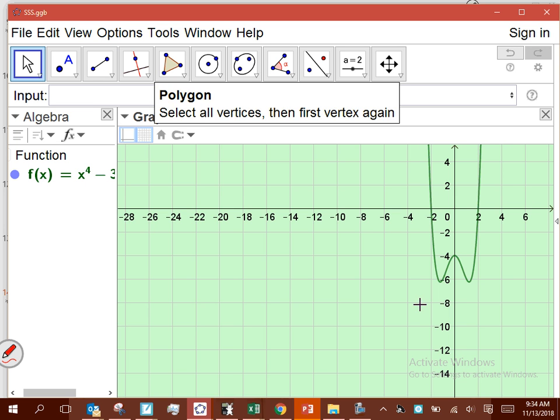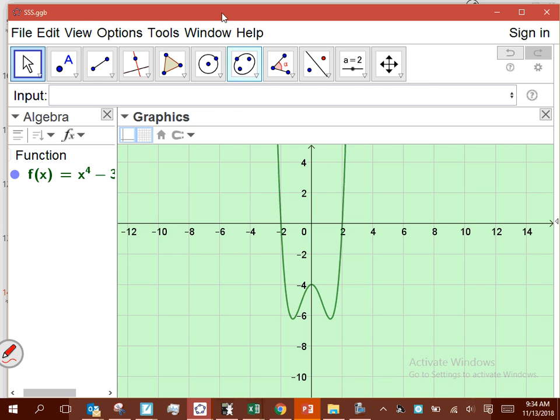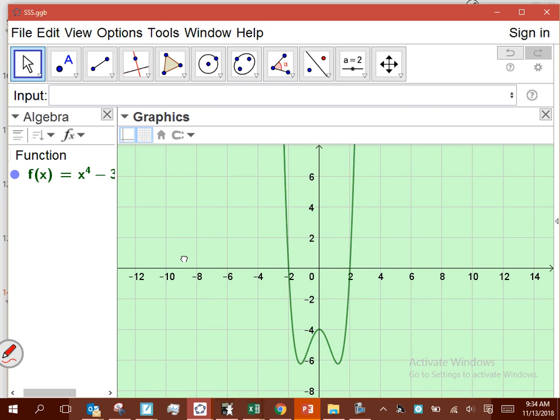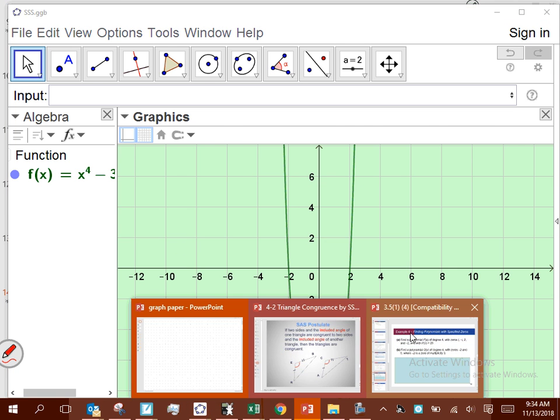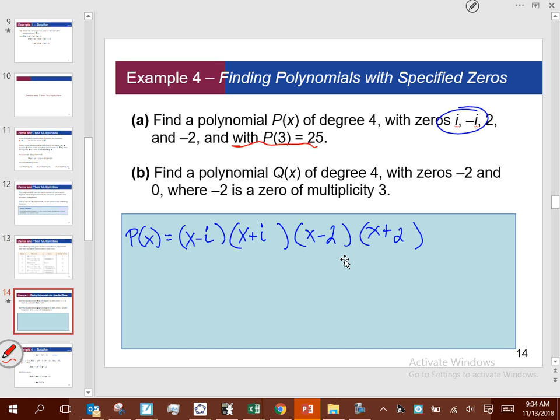There we go. You see how that has the zeros of negative 2 and 2, right? Okay. Now, you don't see any of the i's, plus or minus i's. The next thing says that this should be on my curve, okay? Now, what is that ordered pair? If I say p of 3 equals 25, what's the ordered pair that should actually be on my curve? 3 comma 25, right? So x of 3, y of 25.